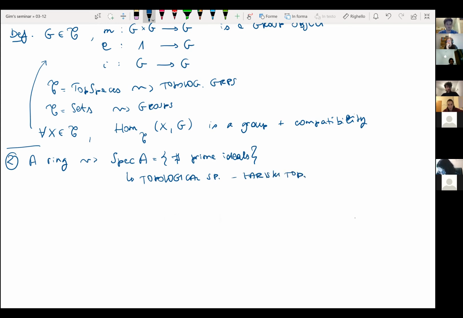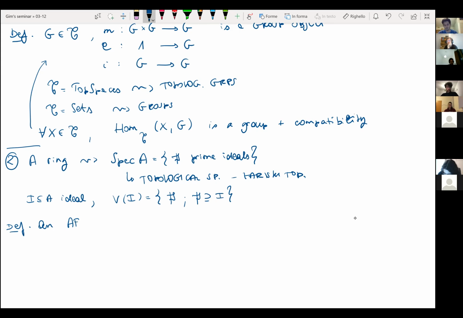So what is the Zariski topology? The closed subsets for the Zariski topology are those of the form V(I), where I is an ideal in A. So V(I) is the subset of the primes P which contain the ideal I.